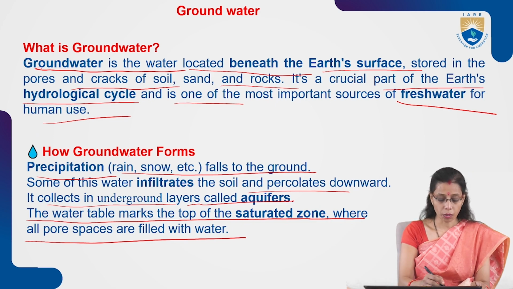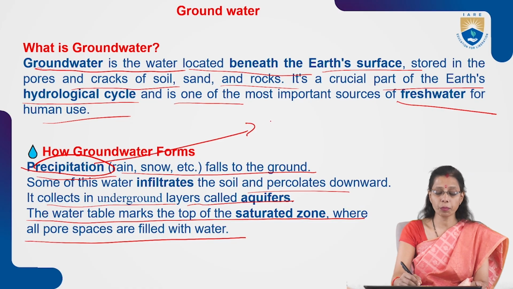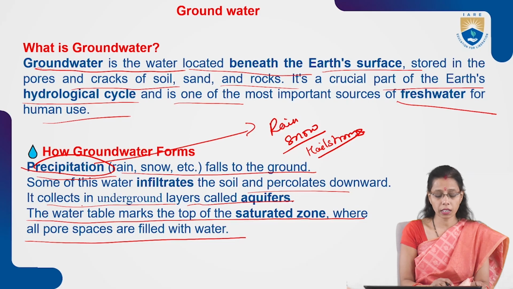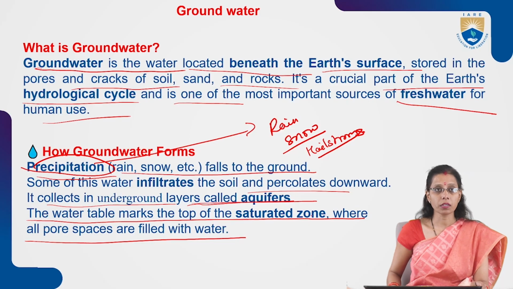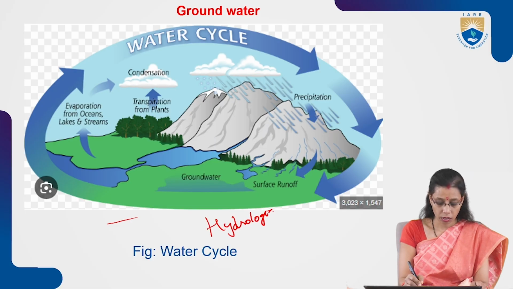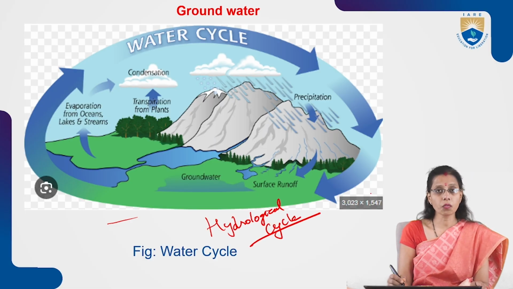So, when you talk about precipitation, it will be in the form of rain, snow, or hailstorms. It falls on the ground. Some of this water infiltrates the soil, percolates downwards, and collects in underground layers called aquifers. The water table marks the top saturated zone where all the pore spaces are filled with water. So this is the water cycle, basically we also call it the hydrological cycle. Groundwater is totally dependent on this hydrological cycle.